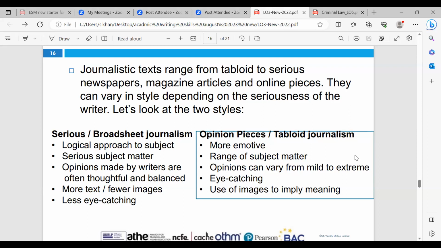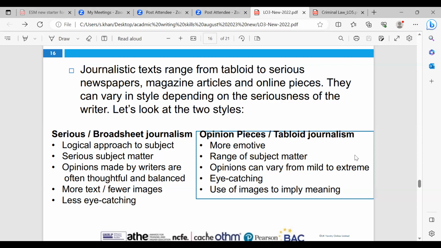What if I give you an example of an issue to do with terrorism, and they want to get something out to the public? It's a serious subject matter, isn't it? So they don't need to have pictures in. They don't need it to be catchy. They just want the public to know about it.